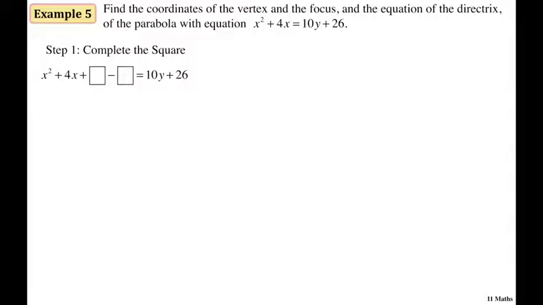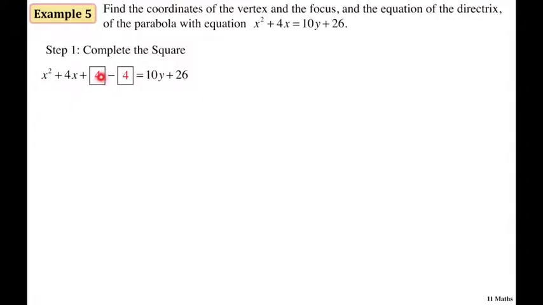So, complete the square. We're going to write a plus box and a minus box. What goes in the box? The number in front of the x, we need to halve that number. So half of 4 is 2, and then square it. So you halve the number in front of x and then square it. Half of 4 is 2, 2 squared is 4, so 4 goes in each box.